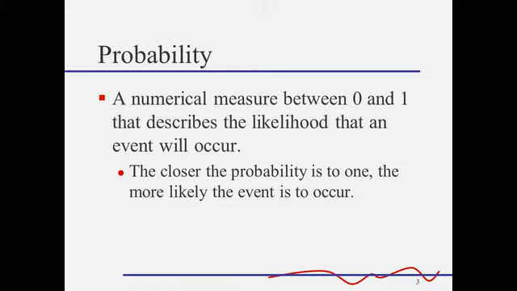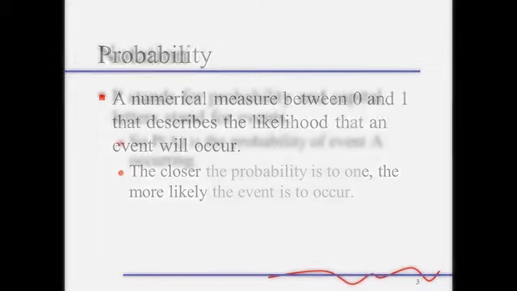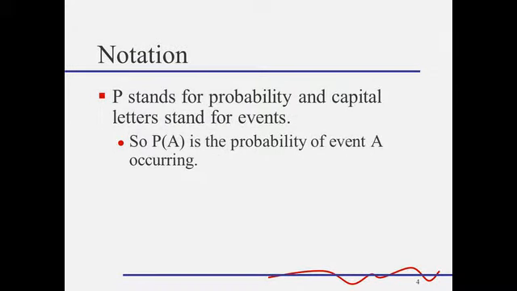An impossible event has a probability of 0. An absolutely certain event has a probability of 1. The closer the probability is to 1, the more likely the event will occur. We use capital letters to stand for events, and a capital letter P is the notation for probability.